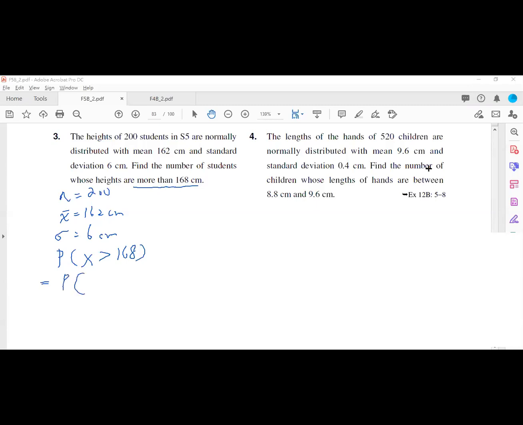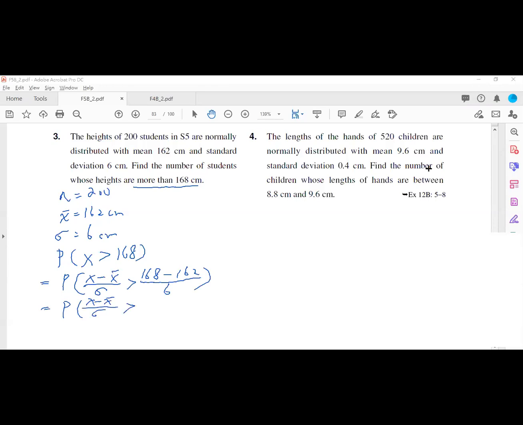Do you still remember how to find the percentage? The first step is to minus x bar. Should be minus x bar and then divided by sigma. Okay? And for the number, we use 168 minus the x bar, which is 162, and then divided by standard deviation, which is 6. Okay? And then P of x minus x bar over sigma, we really calculate the number.